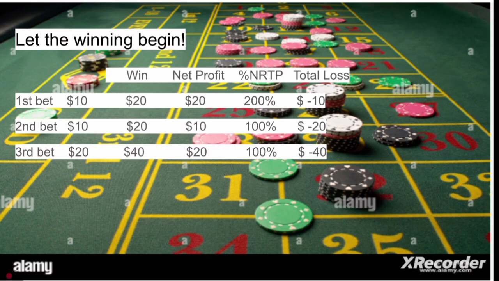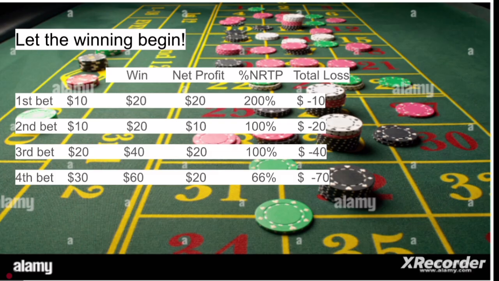If we lose that bet, we've now lost $40. We lost the $10 from the first step, the $10 from the second step, and the $20 from the third step, for a total of $40 lost. That's okay. We're going to bet even more to make up for that. We're now going to bet $30 because 10 plus 20 is 30. If we win this bet, we win $60. That nets us $20. This is a net percentage return to us of only 66%.